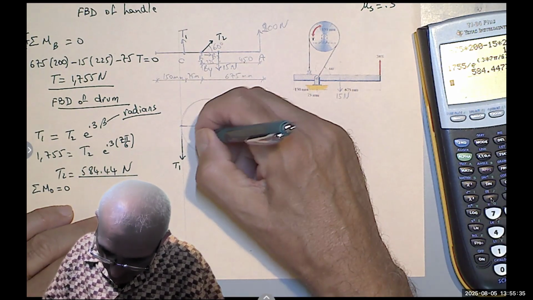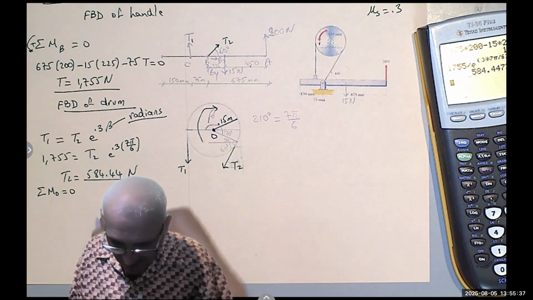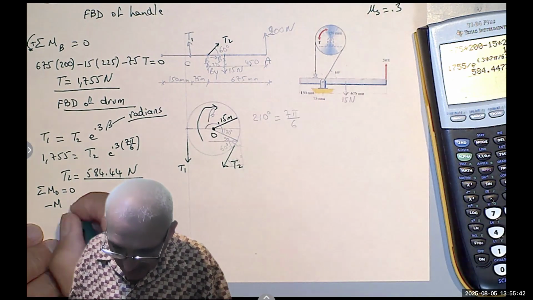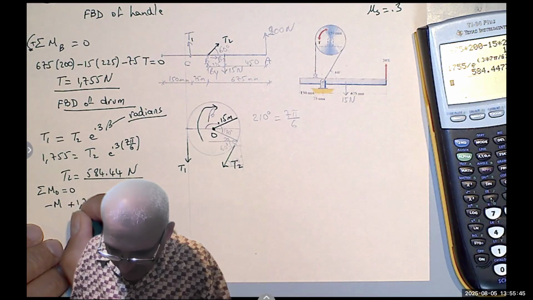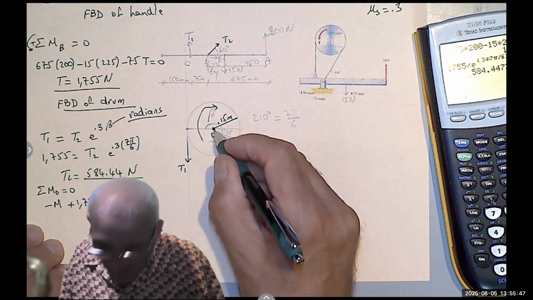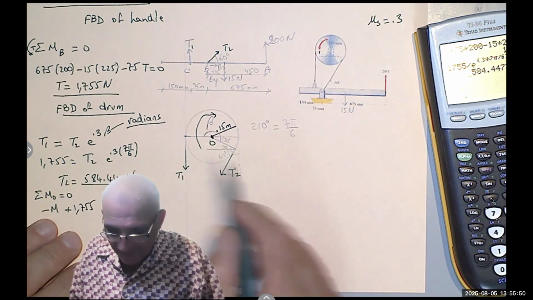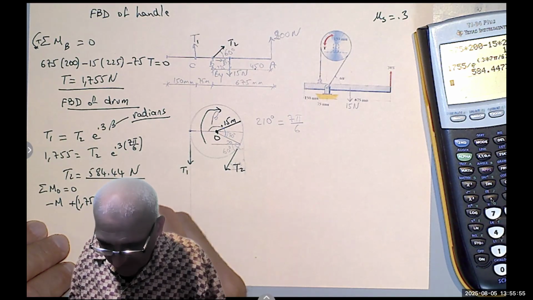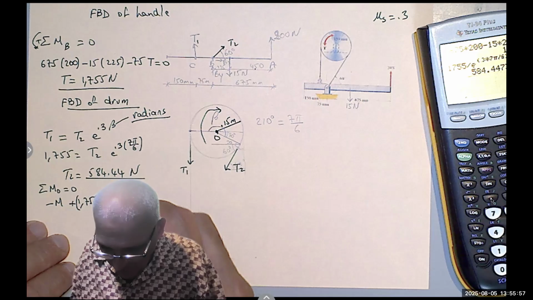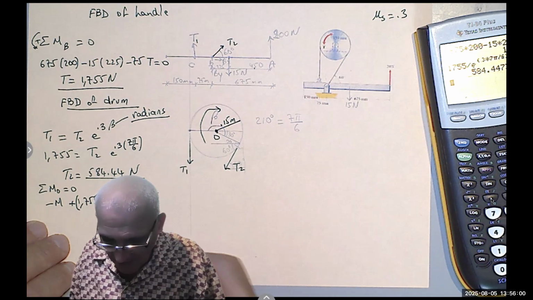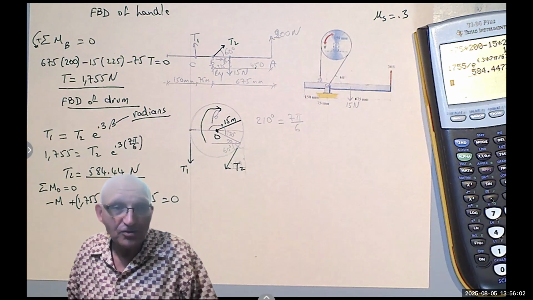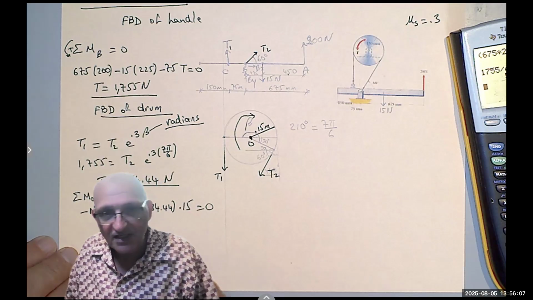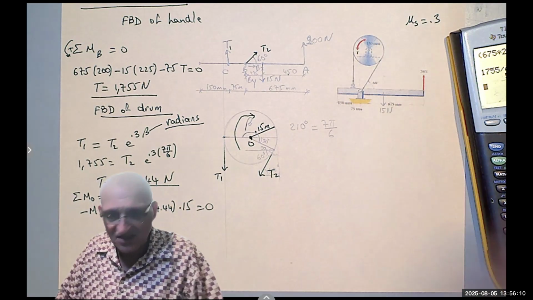This guy is rotating clockwise, so it's a negative moment. T1 is rotating counterclockwise, so plus 1755 times the radius. The perpendicular distance for both of them is the radius. So in fact, I could have said 1755 minus 584.44 times 0.15 equals 0 to get it in Newton meter.